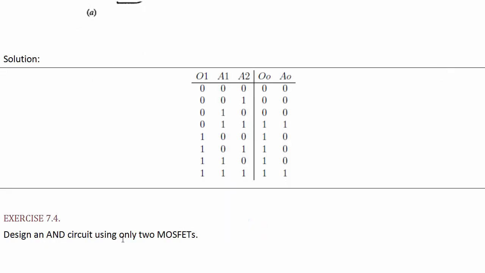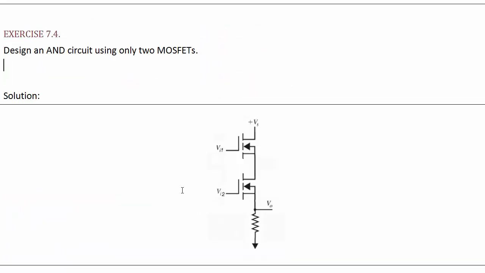Design an AND circuit using only 2 MOSFETs. So because we only have 2 MOSFETs, this is going to have to be that MOSFET resistor logic business. Okay, so here we go. We've got 2 MOSFETs. What kind are these? These are N-channel MOSFETs. You can tell which kind of channel it is by looking at the arrow.